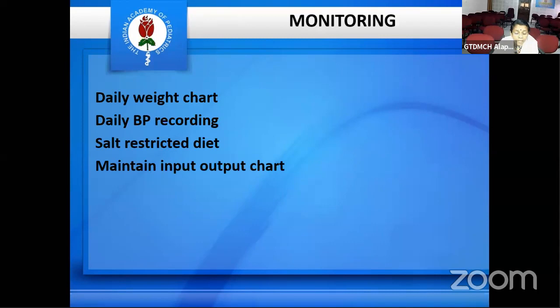Daily BP recording has to be done, to see whether the child is going into hypotension or developing hypertension. Salt restricted diet, mainly if the child is having severe edema. Maintain an input and output chart. The use of the input-output chart is that you have to give fluid according to the output only. If you are giving more fluid, there is more chance of severe edema in that patient.